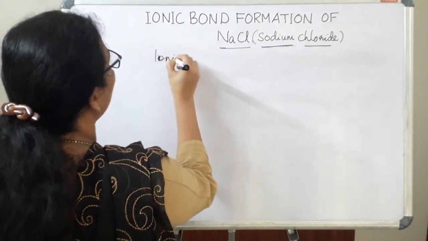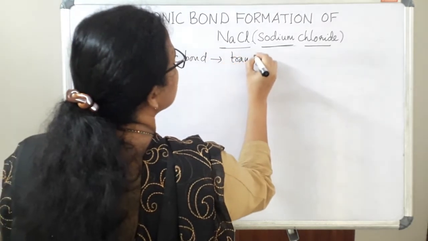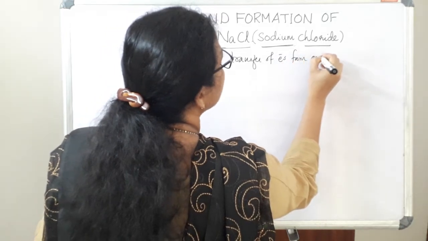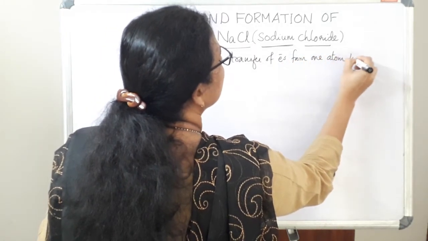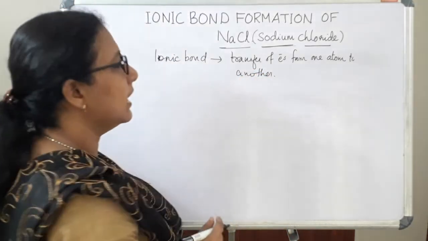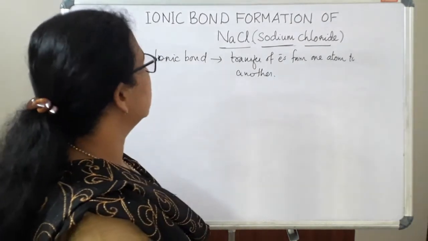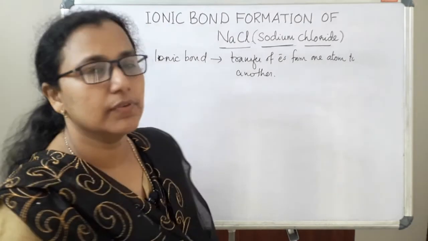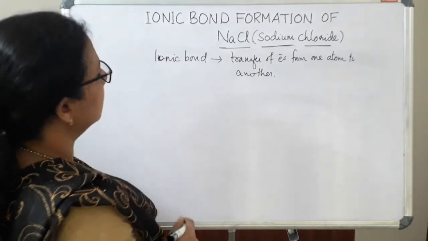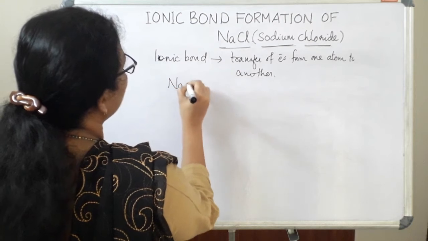An ionic bond is actually formed by transfer of electrons from one atom to another. So, let us see how that transfer of electrons takes place in each atom. For that we are going to deal with sodium chloride formation.